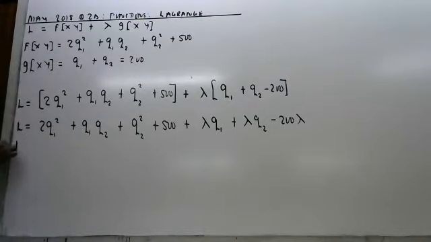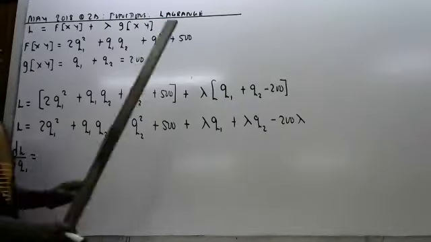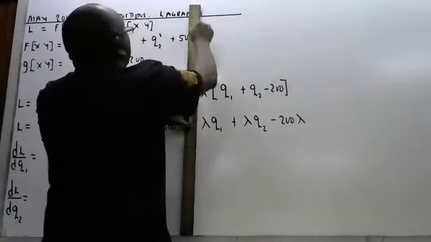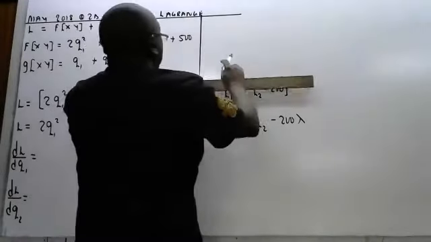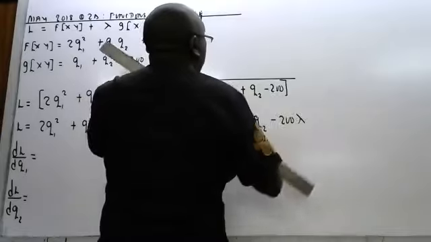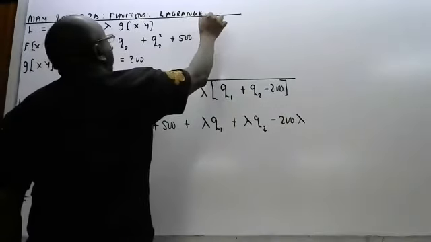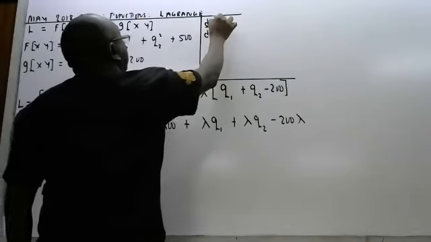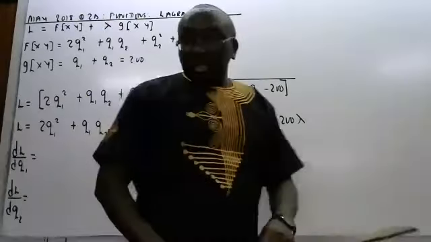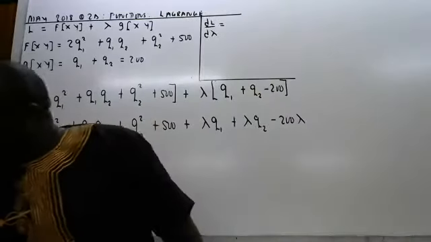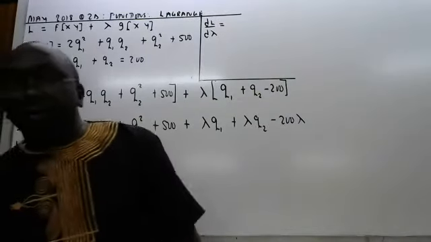So from there, I want you on your own, you differentiate with respect to Q1, you differentiate with respect to Q2, and then you differentiate with respect to lambda. So differentiate those items on your own, and I don't know how you will get the answers.